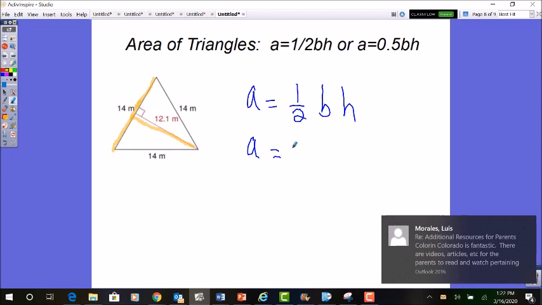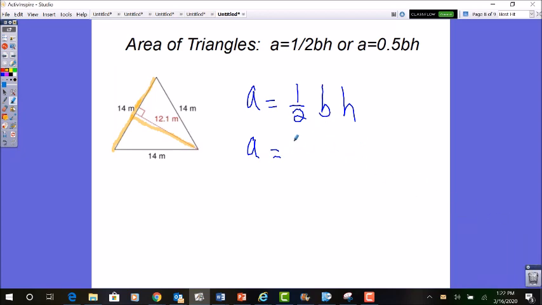So we're going to multiply 1/2 times 14 times 12.1. And for our area, we have 84.7 meters squared, or square meters.